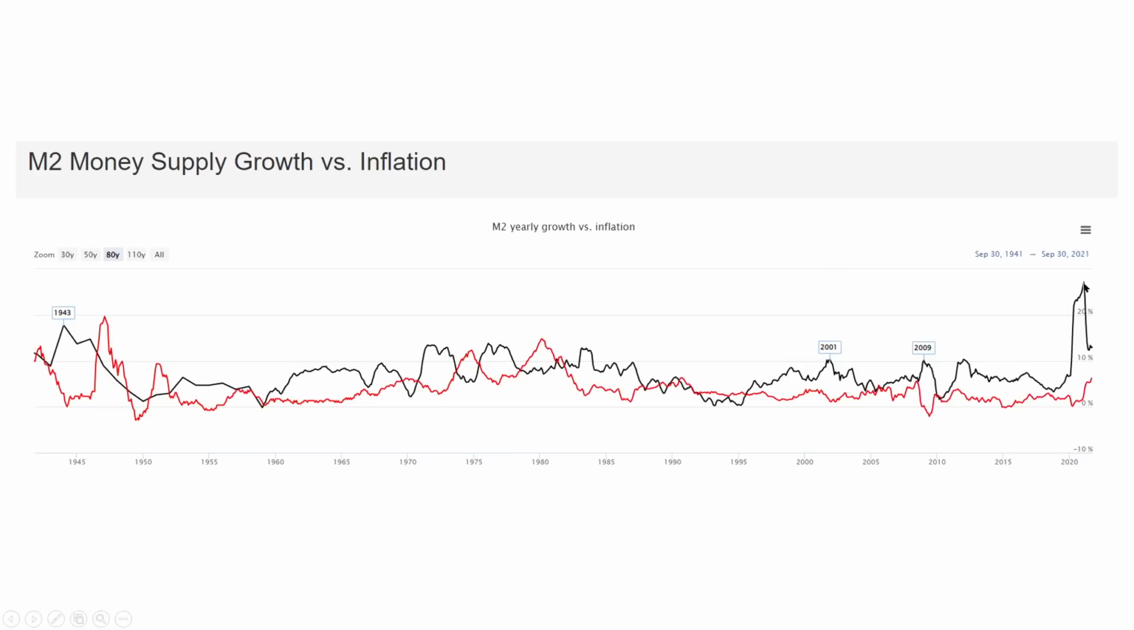We've got the M2 money supply. This is inflation. Inflation is lagged behind the M2 money supply. The black line's M2. The red line is inflation. We're coming on up. We've got a break here of 10%. That's kind of where we had resistance. It broke through that. We're coming up above the 10% line.